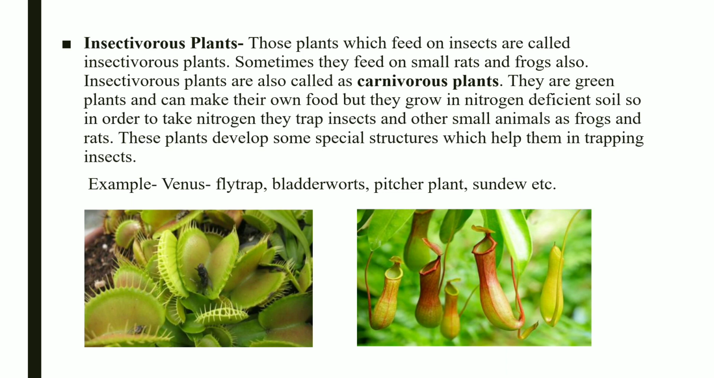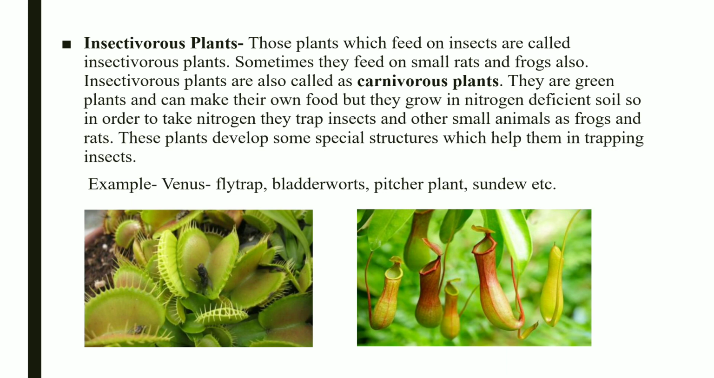So this is all about the pitcher plant. One more thing, students, I want to tell you is that these insectivorous plants are green plants. They can make their own food. They just trap insects or other small animals to fulfill the requirement of nitrogen. That's why insectivorous plants are called partial heterotrophs.